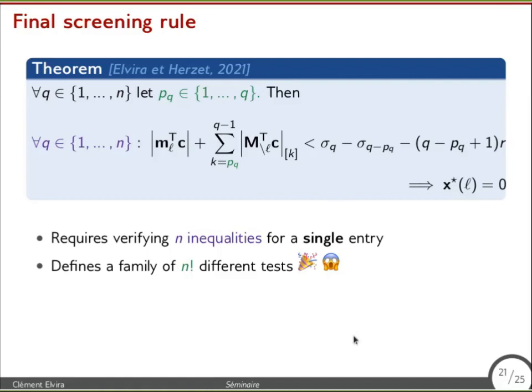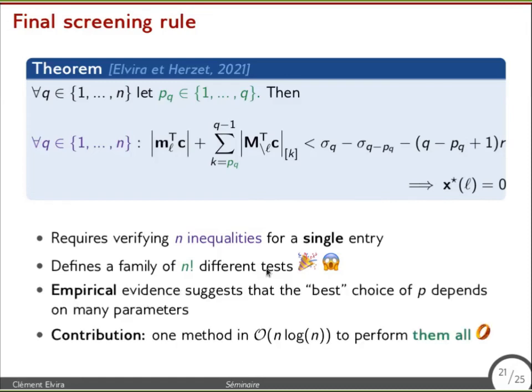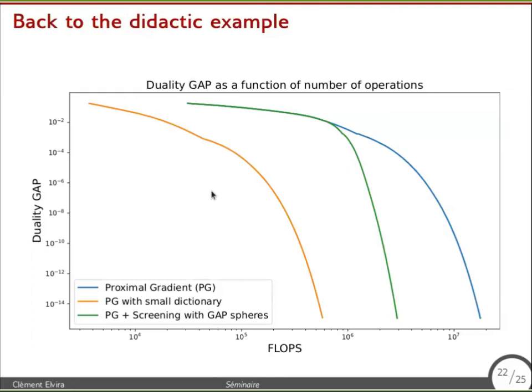The negative aspect is that there are n factorial possible tests to design, and this is a lot. Another contribution of our paper that I will not have time to discuss today is another algorithm with low computational costs to check all the inequalities at the same time. So for all values of P, for all values of Q, all possible choices of P and Q, all values of L, to test all inequalities at the same time, so that we can screen many variables at the same time.